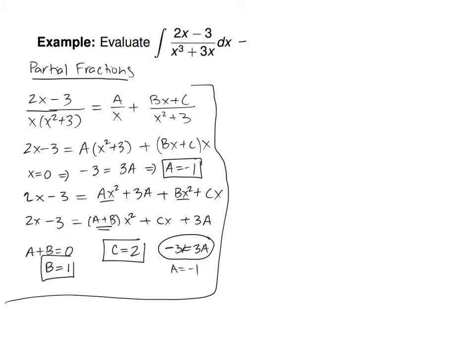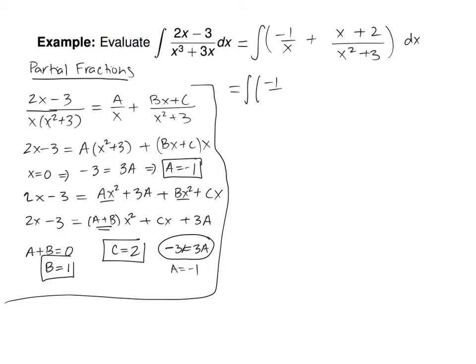Okay, so this becomes negative 1 over x plus bx plus c, b is 1, so x plus 2 over x squared plus 3. And I believe we did something a little bit like this in section 7.4, didn't we?